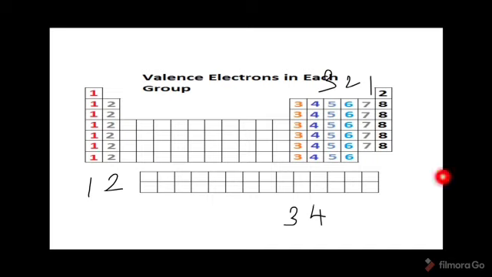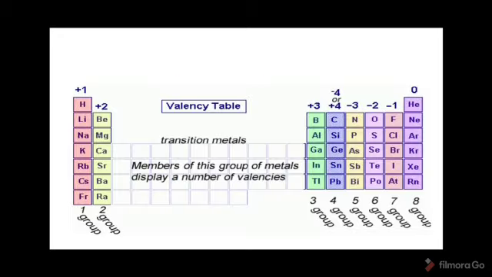And this is about valence electrons in each group and the valency. The first group has 1 valence electron, the second group has 2. Group 13 has 3 electrons in the outermost shell. Group 14 has 4 electrons in the outermost shell. Group 15 has 5 electrons in the outermost shell. Group 16 has 6 electrons in the outermost shell. And group 17 has 7 electrons in the outermost shell.